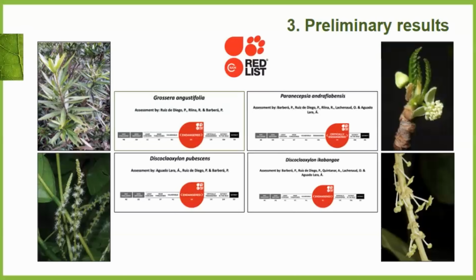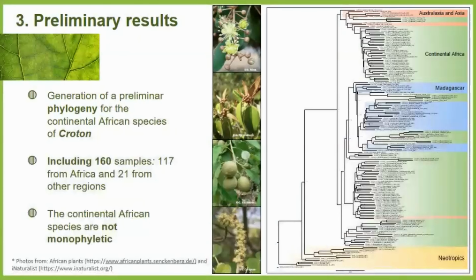We have published these 4 assessments until now, and we are working on a really large data set that includes mainly edge genera, so monotypic or really small genera species. And these are some preliminary results. They are different from the ones that you will see if you go to the IBC, because I'm working on that at the moment. But we have a preliminary phylogeny for the continental African species.